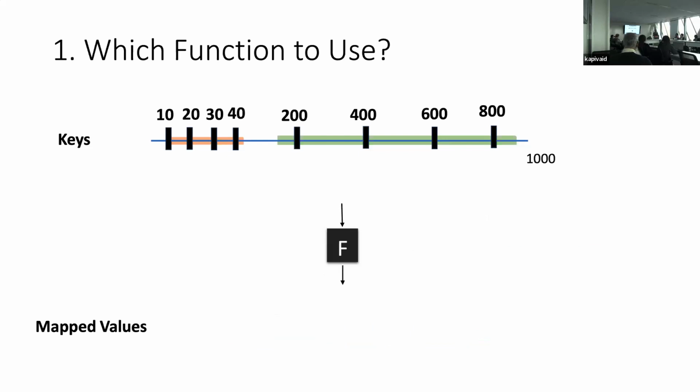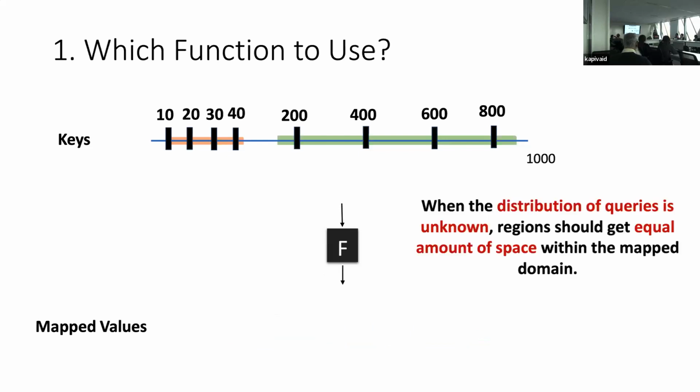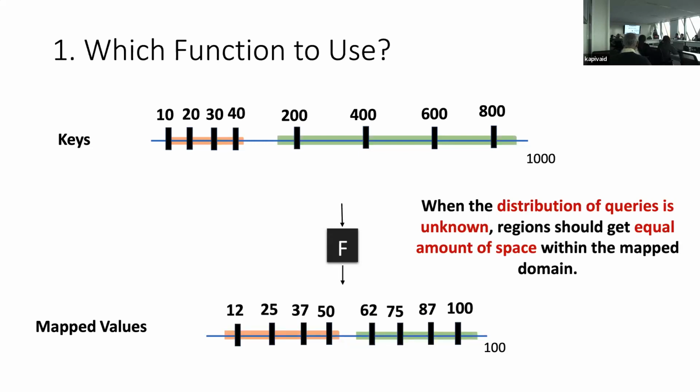So given this, what is the good mapping function to map the values? Well, it turns out that if we don't know the distribution of the queries, the best thing one can do is to give equal amount of space to both the keys in the orange region and the green region. This is because if in the future there's any workload that is skewed towards a particular region, both of these regions will have a decent false positivity.